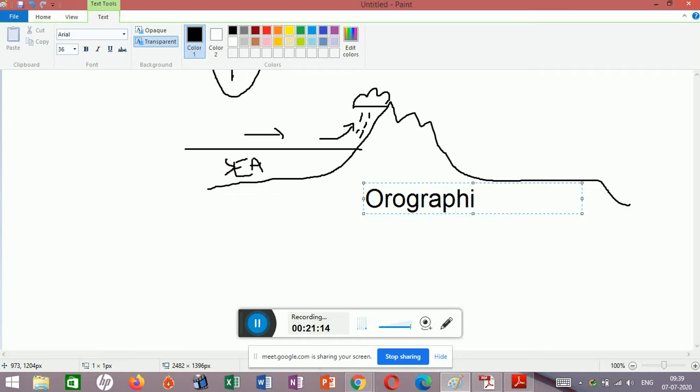orographic rainfall in geography. Okay, here the term oros means mountain. So rainfall which is caused by a mountain range is known as orographic rainfall. So in this way, the Western Ghats cause orographic rainfall along the western coast. That is the point mentioned there.